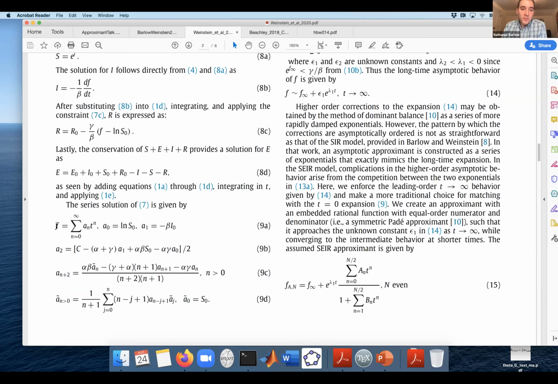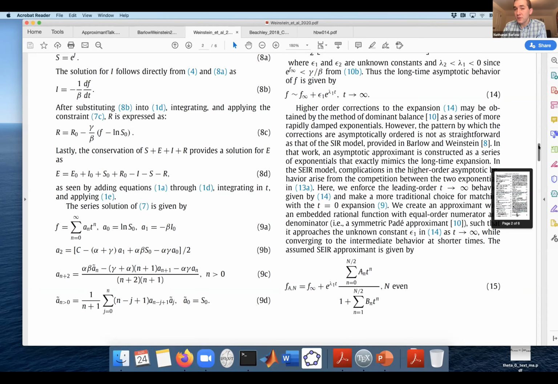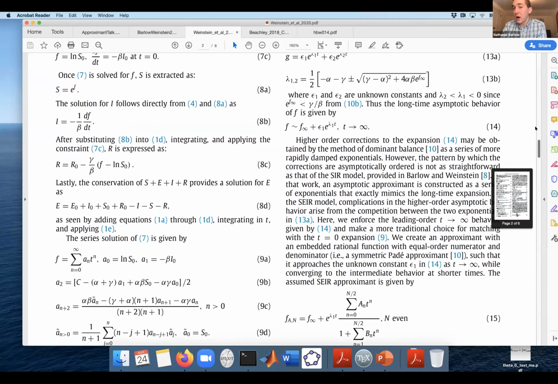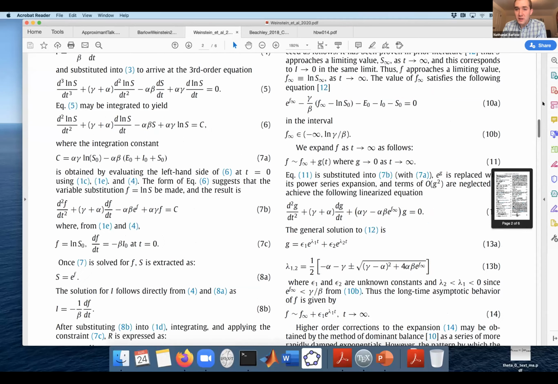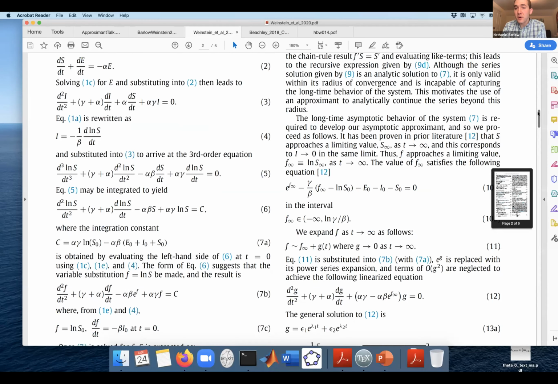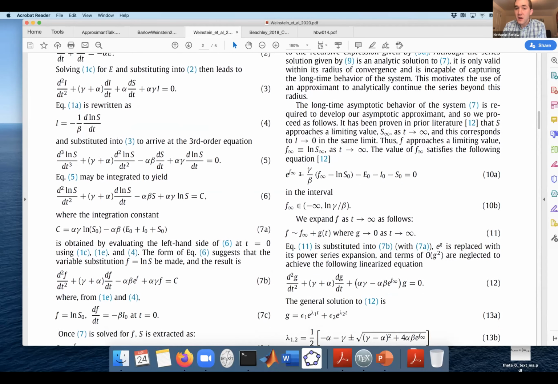And so this is the power series right here. All the coefficients are defined recursively down here. Then the question is, how do we get the information as time goes to infinity? How do we know how the pandemic or the epidemic ends? In this model, others have done this: you can find a relationship between the infinite state and the initial conditions. And that's equation 10a right here.